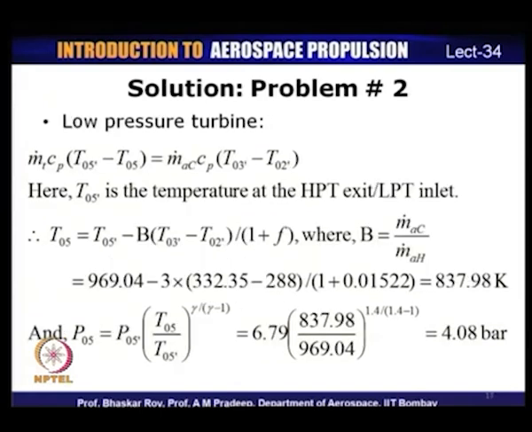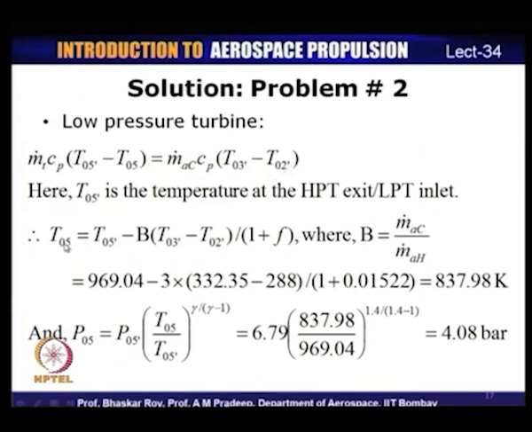Now, similarly, we can also calculate the properties at the exit of the LP turbine, because now we know the LP turbine inlet conditions. So, for the LP turbine which drives the fan, work across the LP turbine is equal to work across the fan. So, this is mass flow rate through the LP turbine into Cp into (T05 prime minus T05). This is equal to m dot A c, which is mass flow rate through the fan, multiplied by Cp into (T03 prime minus T02 prime).